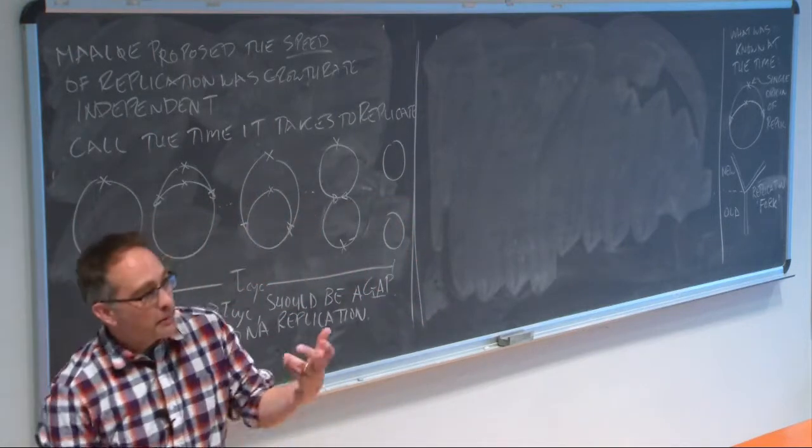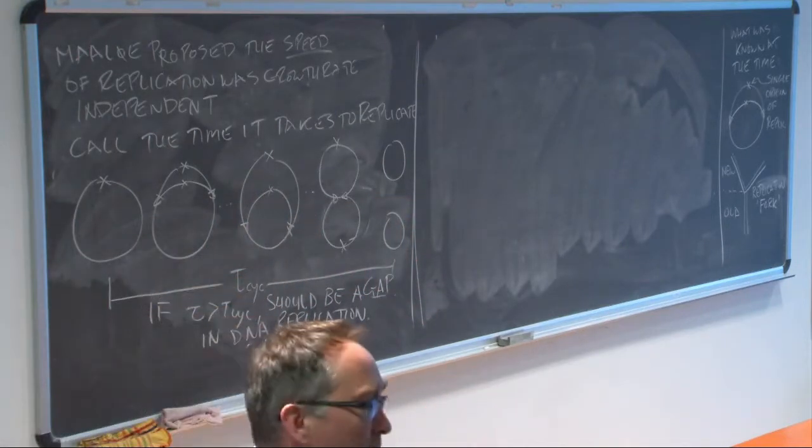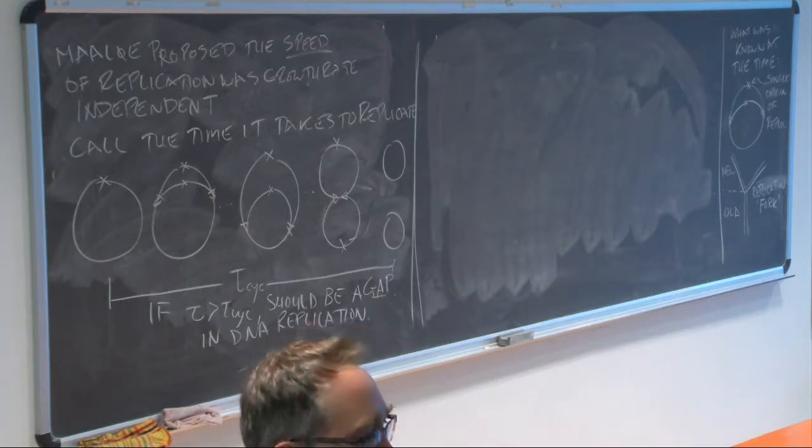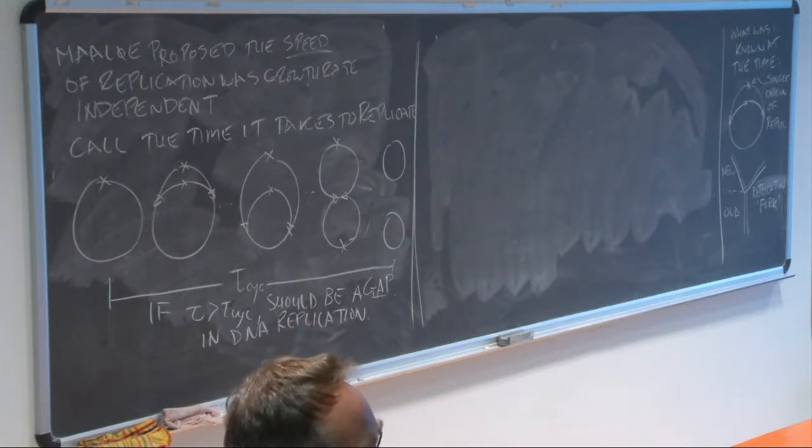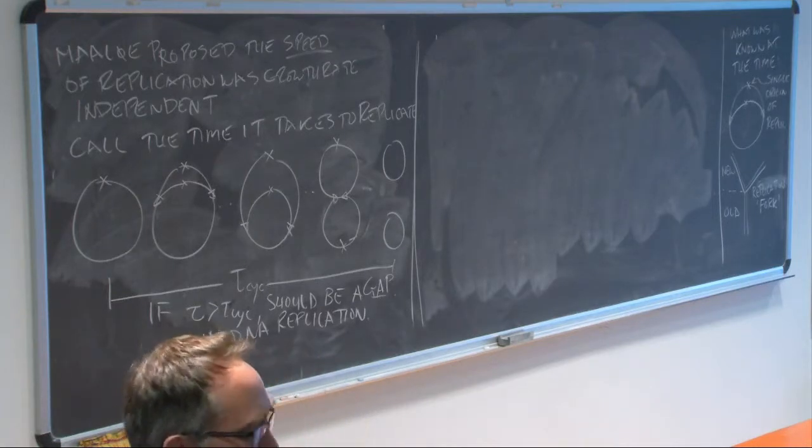Does that make sense? So there'd be a period where nothing's happening in the cell for, say, 30 minutes. Otherwise, you would have too much DNA, and it would keep multiplying and multiplying and multiplying. Let me pause. That's important. Does that make sense?